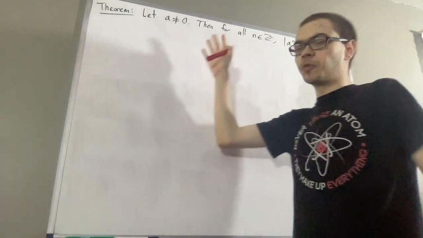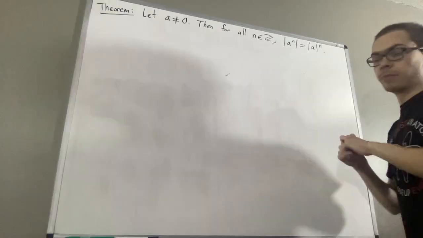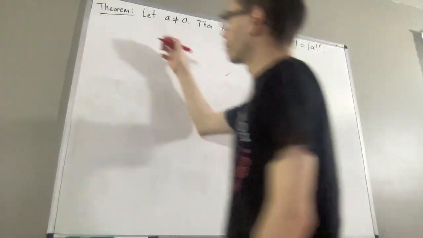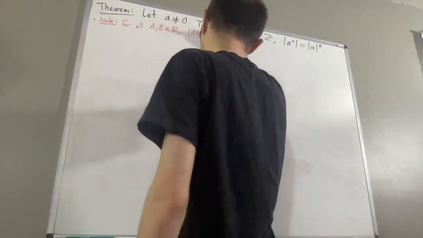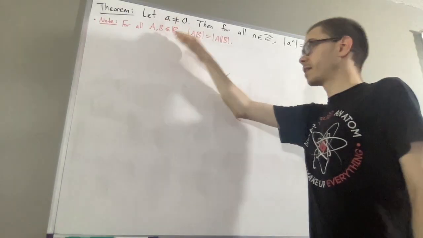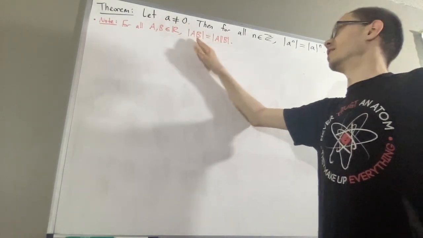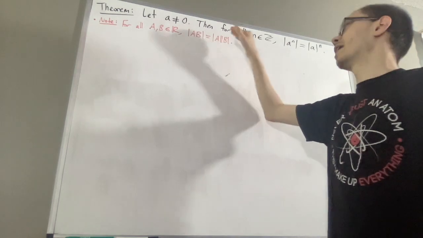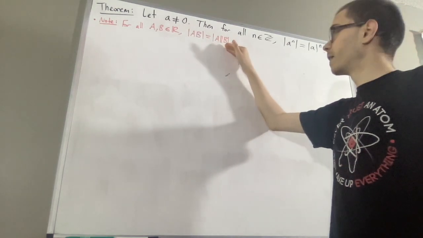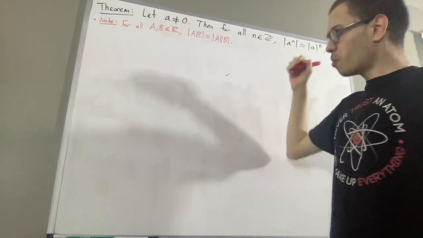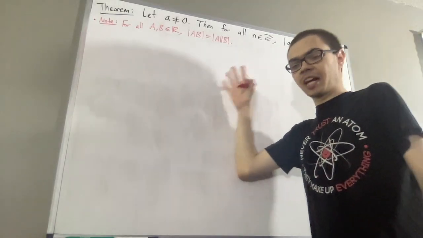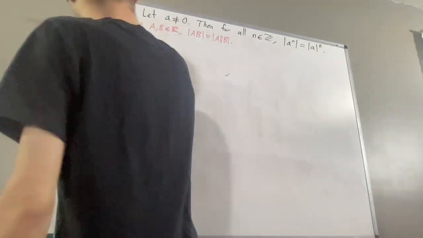So, to prove this, the property of absolute values that's going to be useful is the following. For all real numbers a and b, the absolute value of ab is equal to the absolute value of a times the absolute value of b. Now, let's remind ourselves of some of the properties of integer exponents that we have proven.